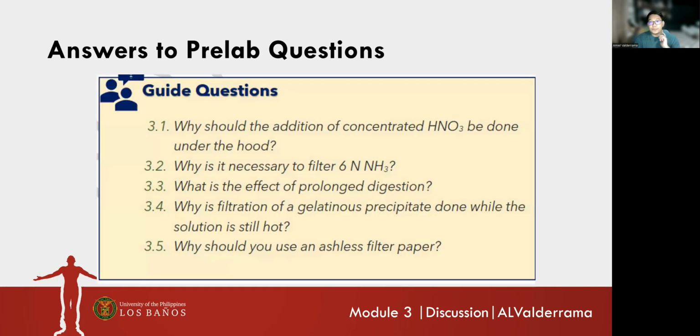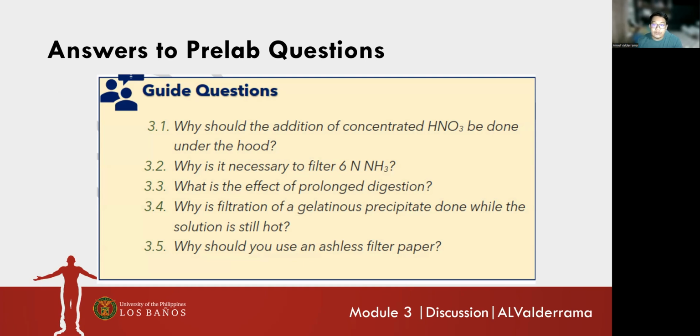So for the answers to the pre-lab questions, first, why should the addition of concentrated nitric acid be done under the fume hood? We have already answered this part, no? You have to put these under the fume hood so that you avoid the inhalation of the poisonous gas in the form of nitrogen monoxide as you convert your ferrous ion to ferric ion upon addition of nitric acid.